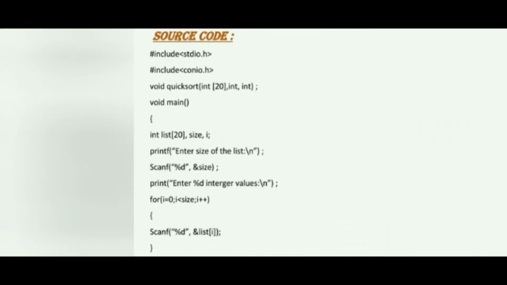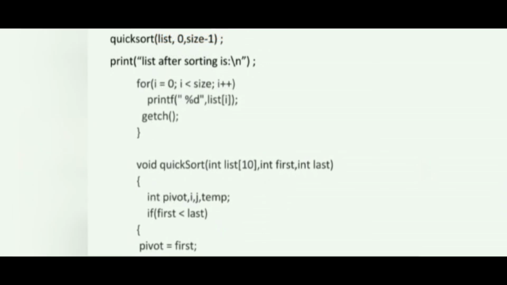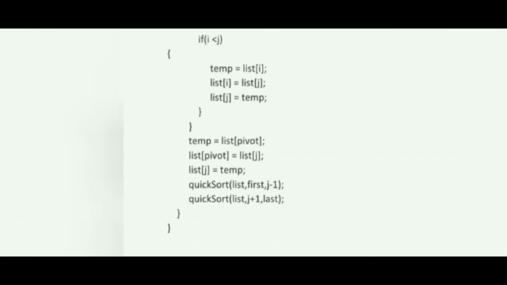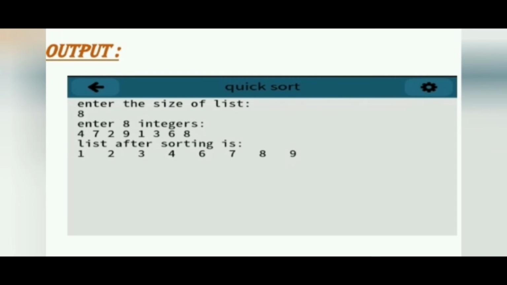The source code of quicksort. Have a keen observation towards the source code. These are the outputs of the source code with the given input.